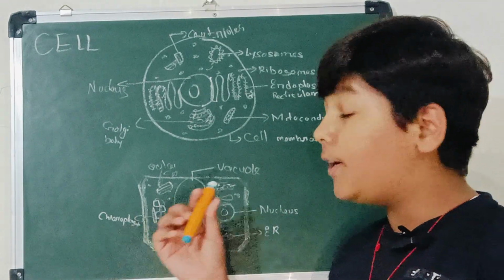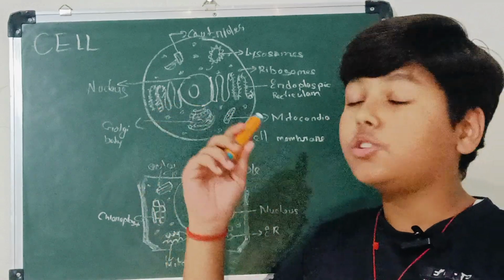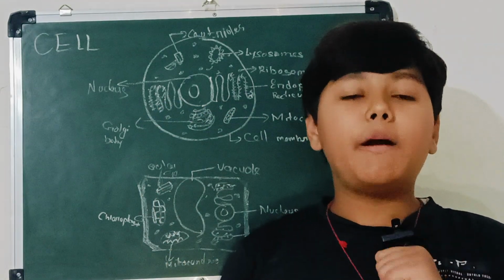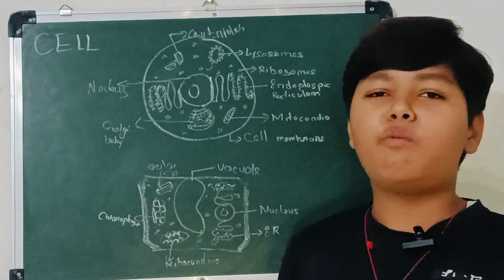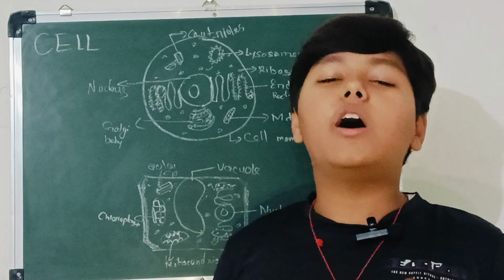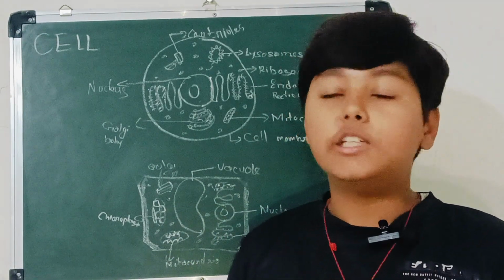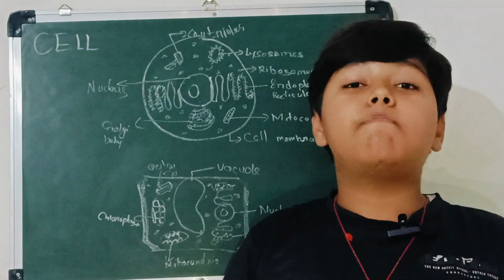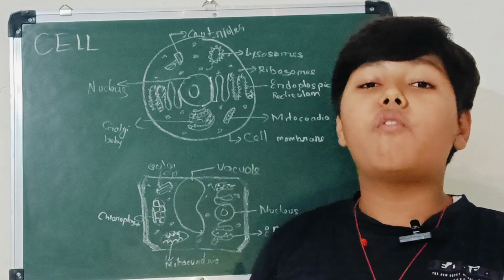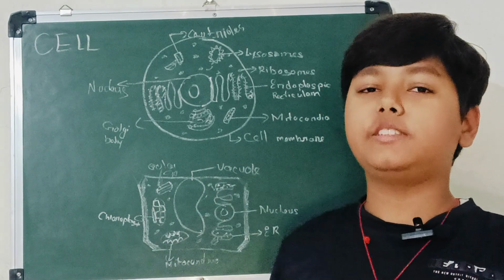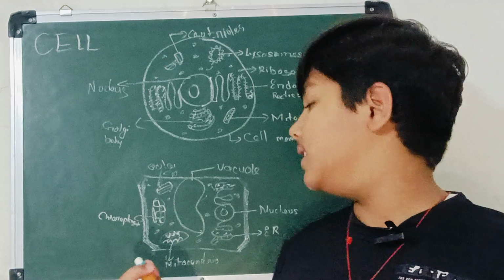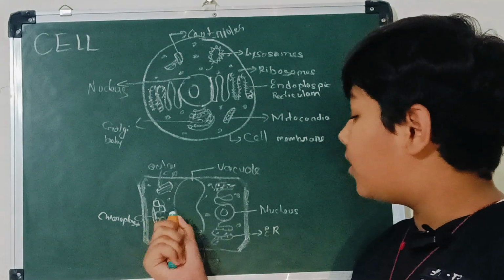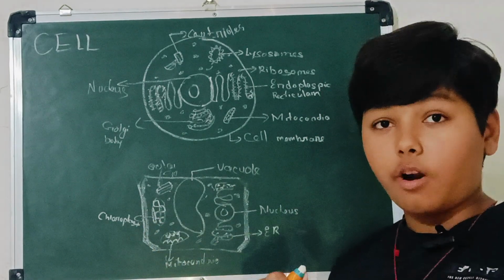Here mitochondria is present, and here also mitochondria is present. What are mitochondria? Just like I am walking. Without food, can I walk? Without food, how will I get energy? So like this, mitochondria is known as the powerhouse of our cell. It provides power to the different cells and cell organelles. After that, lysosomes are not present here.